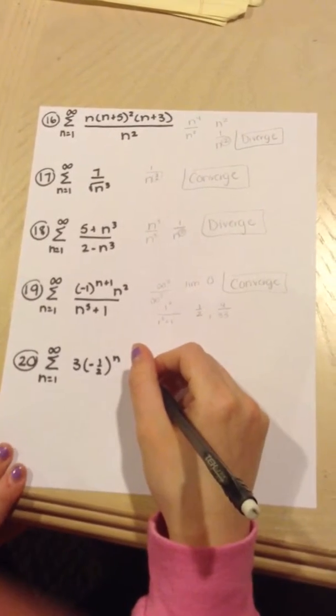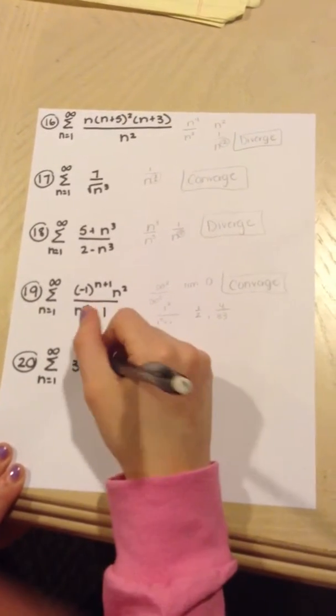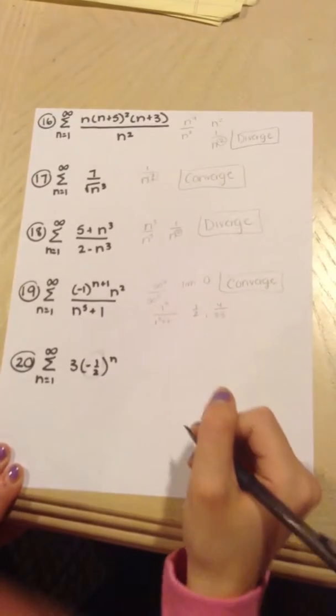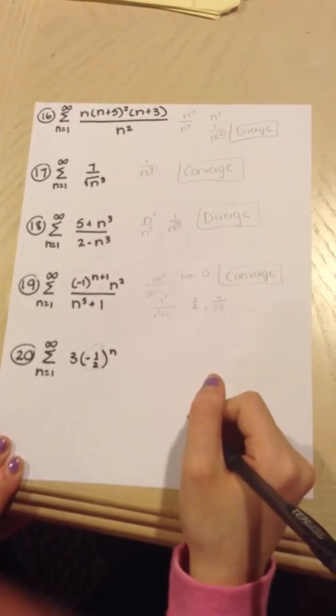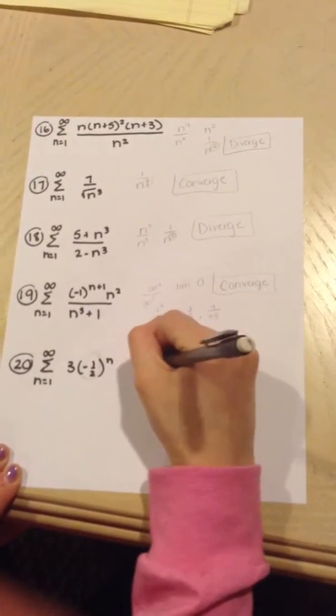And this final one is a geometric. And this geometric here, this is less than 1. And since that's less than 1, we know it's going to converge.